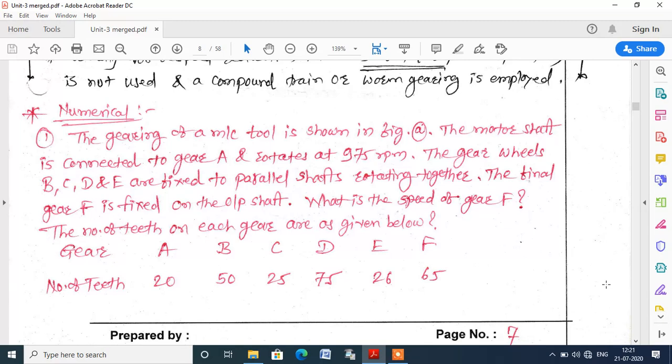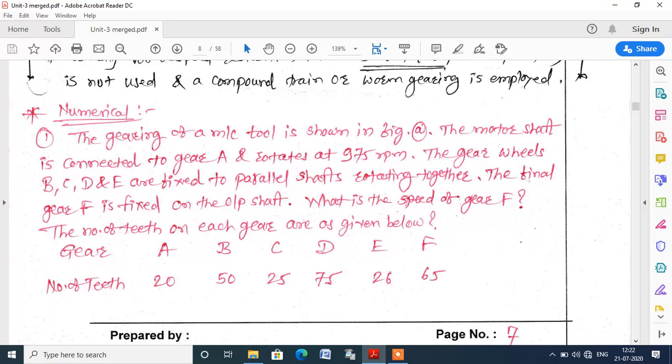So again, I am reading: the gearing of a machine tool is shown in the figure. The motor shaft is connected to gear A and rotates at 975 rpm. The gear wheels B, C, D, and E are fixed to parallel shafts rotating together. The final gear F is fixed on the output shaft. It is asked: what is the speed of gear F?